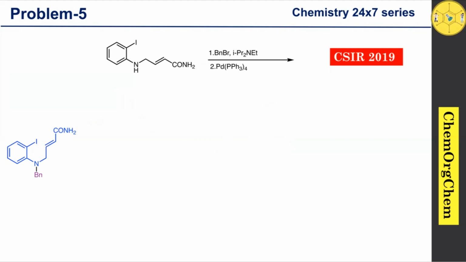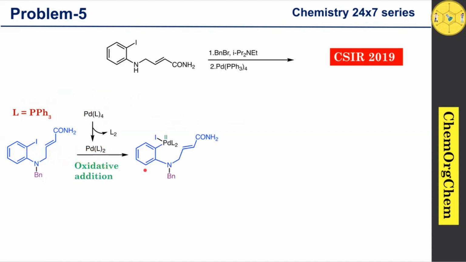As per the Heck reaction, the initial step of the reaction is the generation of the palladium zero catalyst, since this reaction requires palladium zero catalyst. For our convenience, just rename that; L means triphenylphosphine. So in our first step, after the generation of the palladium zero catalyst, now this palladium zero inserts into this carbon-iodine bond by oxidative addition, resulting in the generation of this palladium 2 complex.